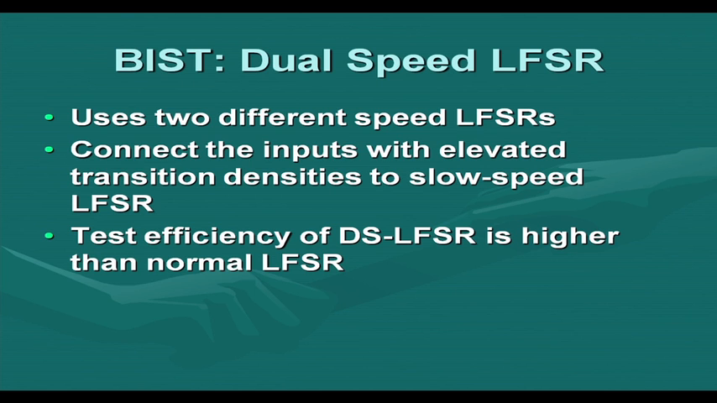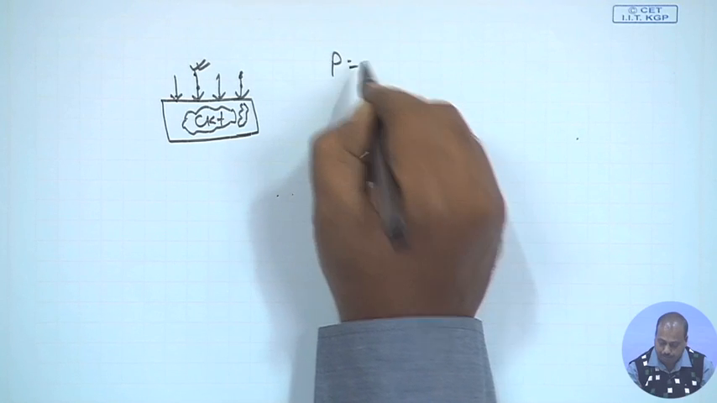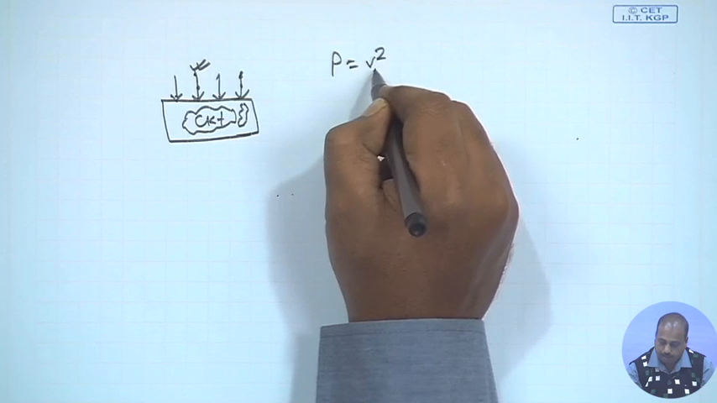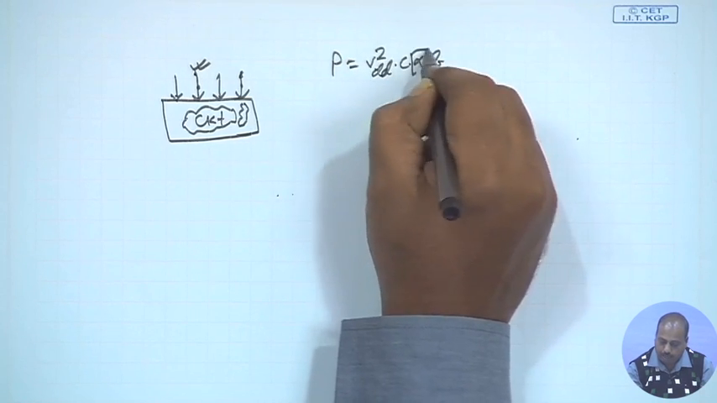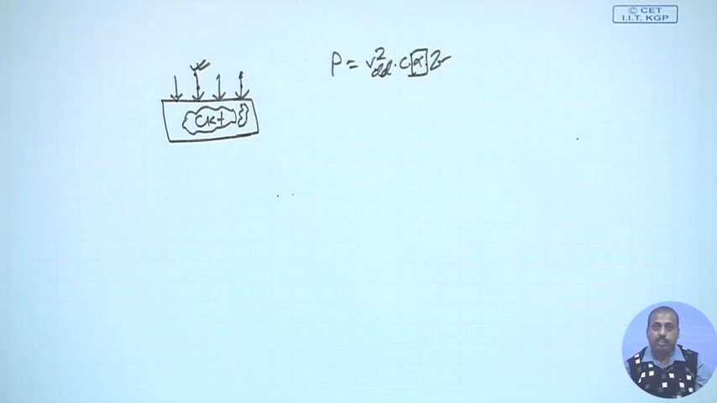So, it will see fewer changes, so its transition activity will be low. It will see fewer transitions. So, in that formula of the dynamic power consumption, VDD square into C into alpha into F, this alpha factor will reduce; the switching activity on that particular line will reduce. As a result, the power consumption will be less.